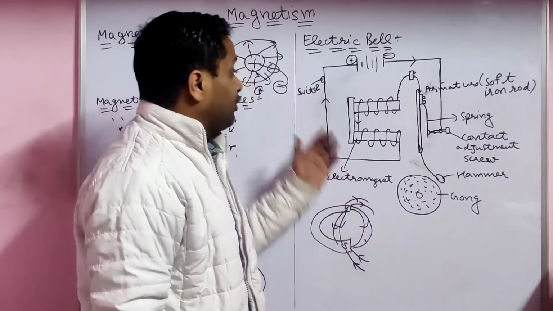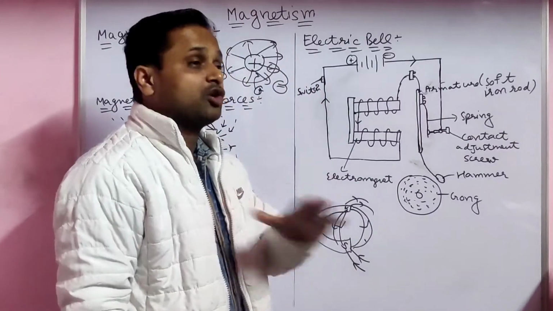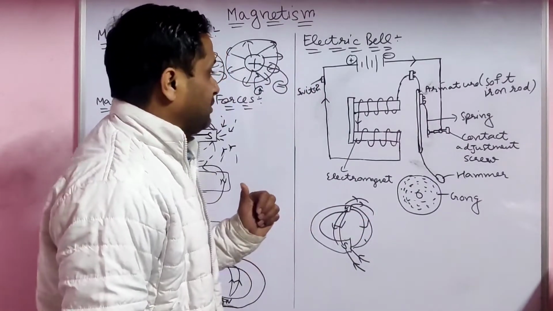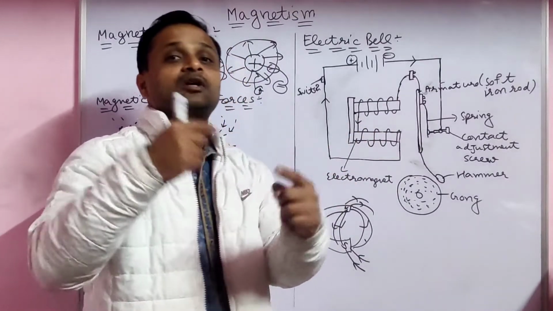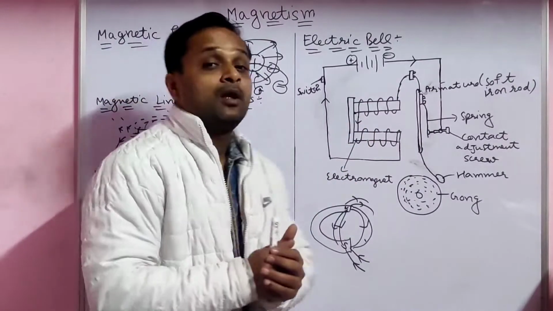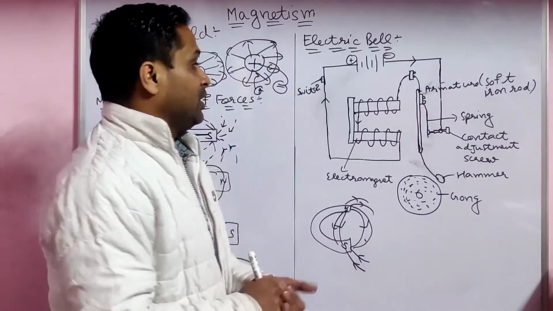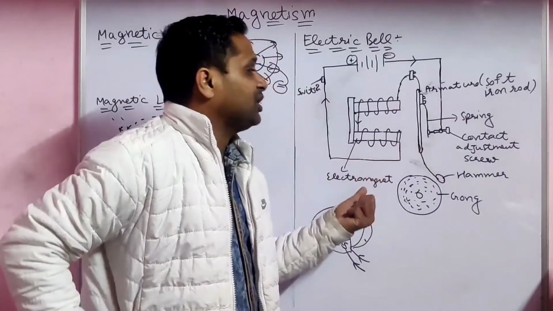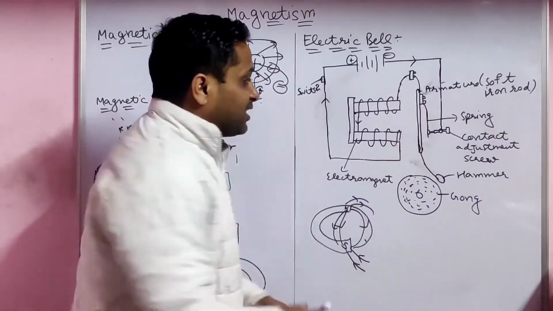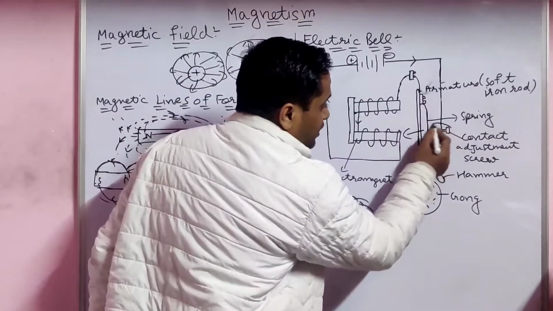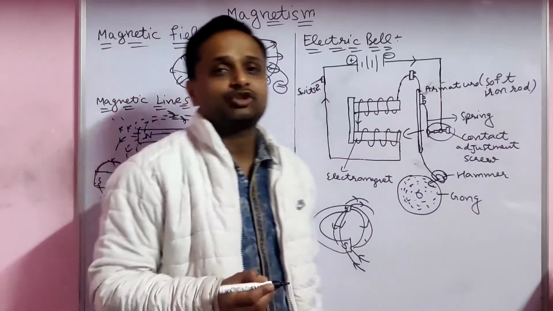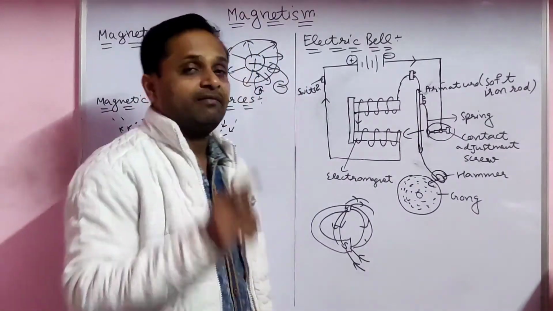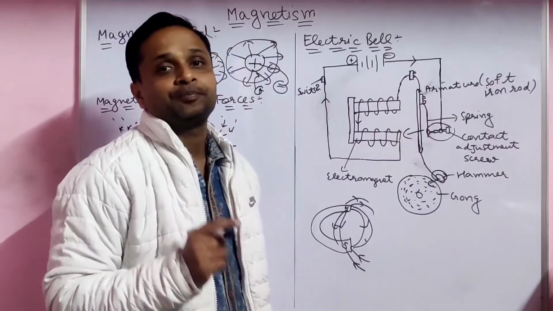First of all, when you switch on, the circuit is closed. What happens? Due to the coiling of the copper wire on the U-shaped magnet, it becomes an electromagnet and attracts the armature towards it. When the armature is attracted, the hammer strikes the gong, again and again when you press the button again and again.